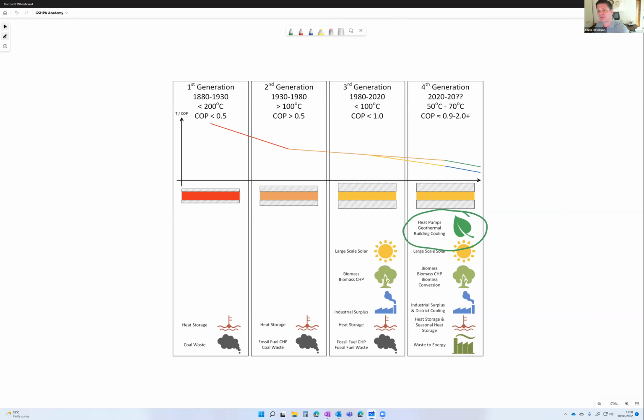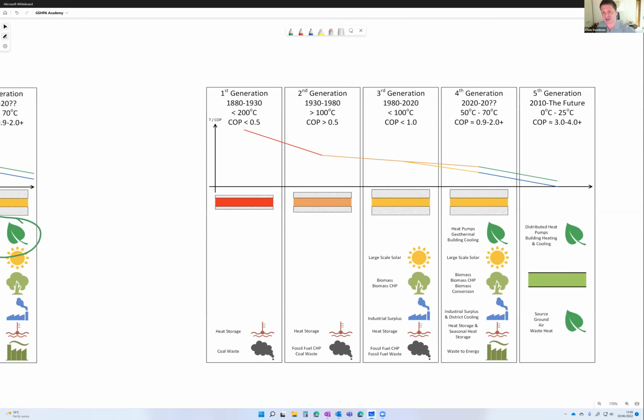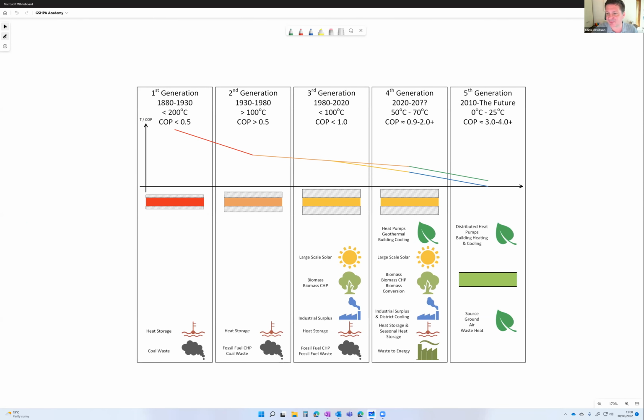So what we are talking about in the main today, though, is 5th generation heat networks. Now, as I say, this definition of 5th generation heat network is far from decided. It's a bit controversial. Lots of people in the more conventional heat network space really argue against heat networks running below 20 degrees C as being defined as a 5th generation heat network. But for the purposes of today, we're going to define those 5th generation heat networks as running between 0 and 25 degrees C. They've got much higher coefficients of performance in those networks.